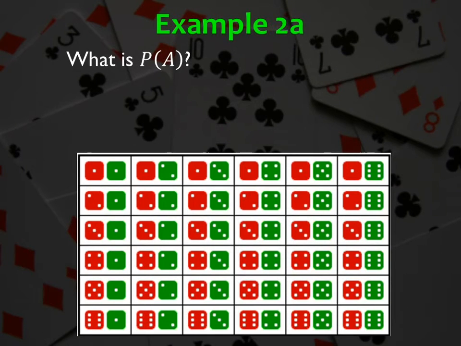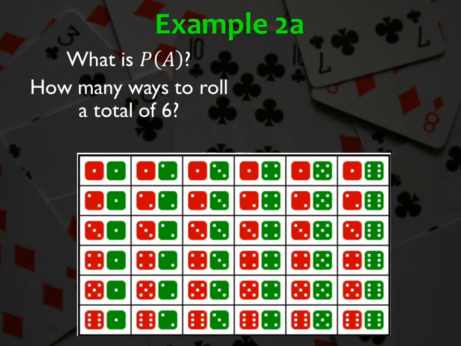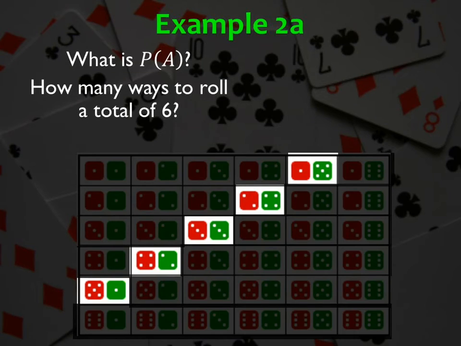Let's take a look at 2A. What is the probability of A? In other words, what's the probability of rolling a sum of 6? Well, you want to count how many ways there are to roll a 6 in total. And there are 5 ways: 5 and 1, 4 and 2, 3 and 3, 2 and 4, and 1 and 5. So there are 5 total ways. So to get the probability of rolling a sum of 6, you take the total number of ways and divide it by the total number of outcomes. So P of A equals 5/36.